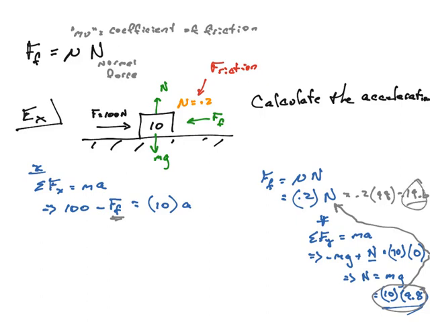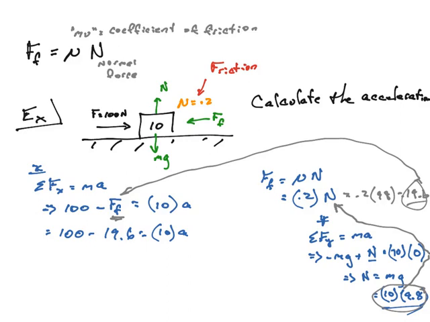So take this, plug it in for my friction. 100 minus 19.6 equals 10 times a. So I want to solve for a. 100 minus 19.6 is 80.4 equals 10 times a. Divide by 10 on both sides, I get a is equal to 8.04. And there we go. This is how you solve a Newton's law problem when it involves friction.